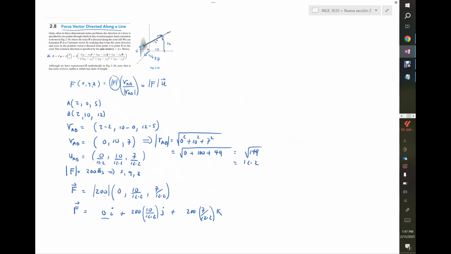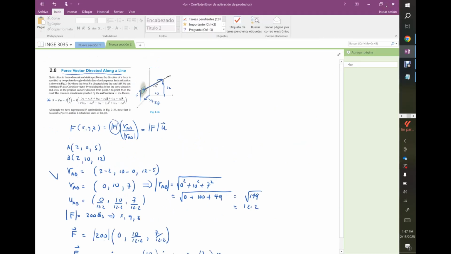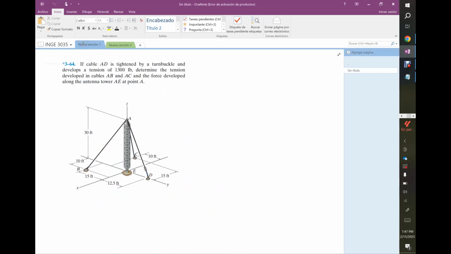So now let's apply this knowledge to our problem. So let's go back, now that we understand this about forces directed along a line. How can that help us to understand this problem better? So that's what we're going to do now. Hold for a second here.